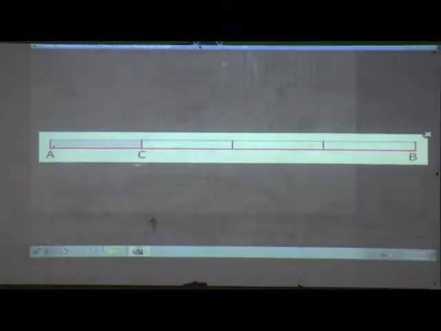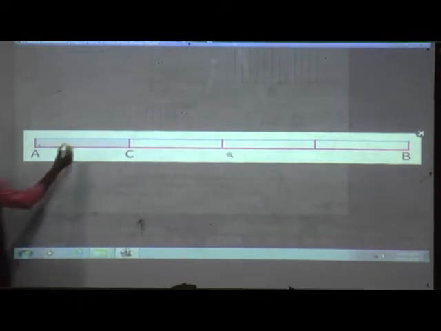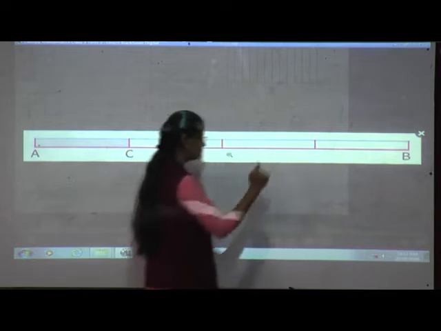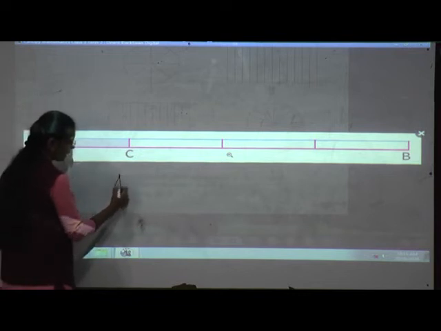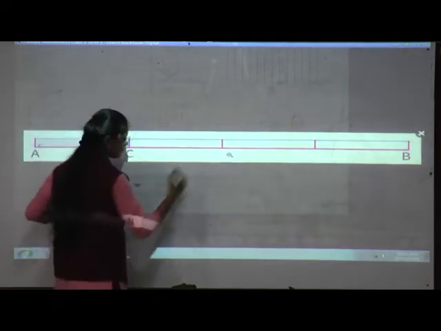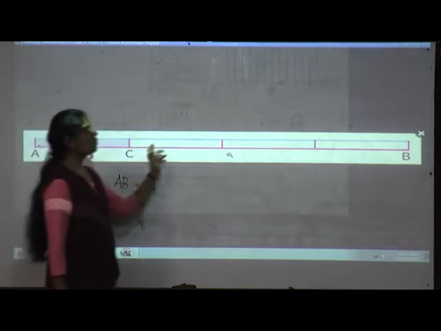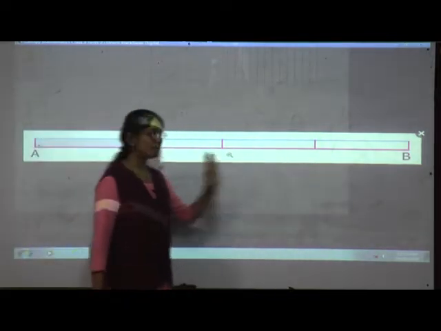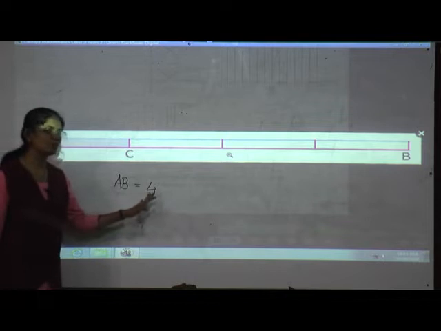Okay, now see this. This whole strip is divided into how many equal parts? 1, 2, 3, 4, into 4 equal parts. And this whole strip means AB. So what is the length of AB? 1, 2, 3, 4, 4 units. AB is equal to what? 4 parts, because this AB is divided into 4 equal parts. So here I can write AB is equal to 4.